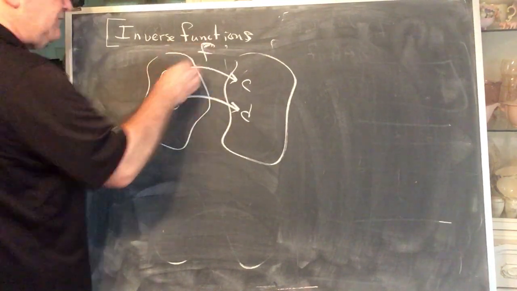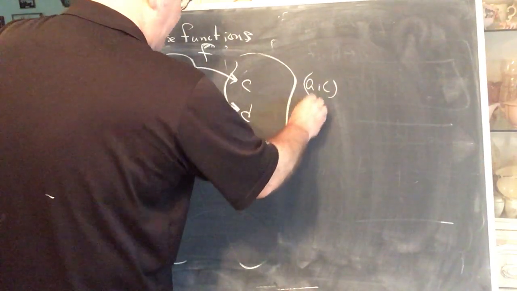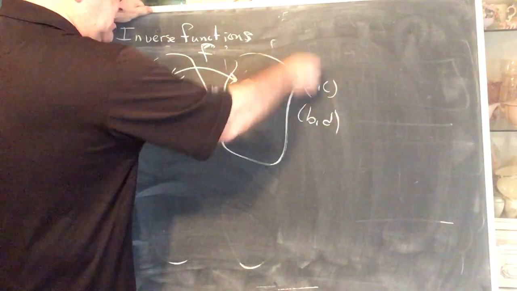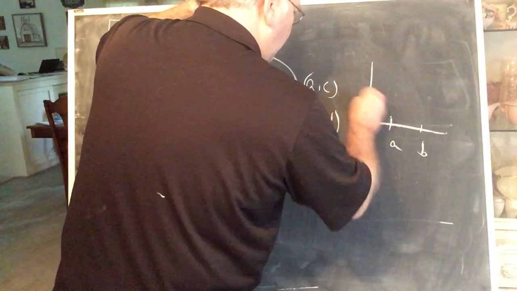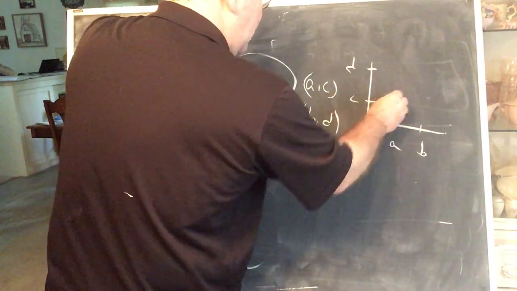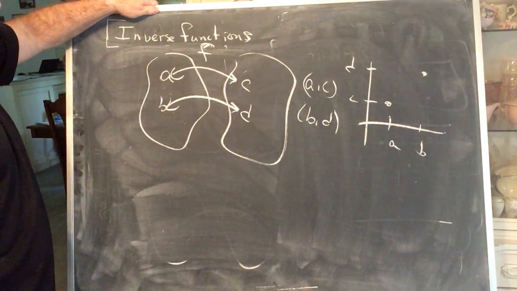Because now, if this is function f, then we have a comma c, and we have b comma d. No repeats in the first coordinate. We have a and b. We have c and we have d. A comma c, b comma d. The vertical line test is not violated.